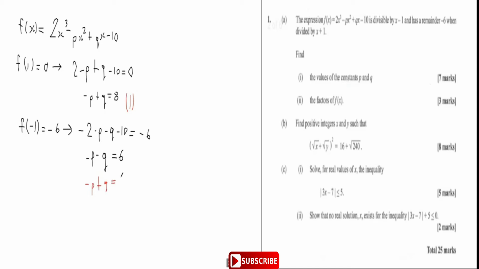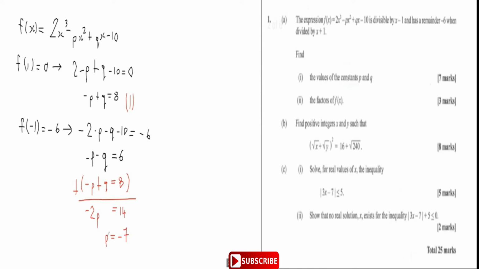Cool. Now, let's say you wanted to add them together. If you add these two equations together, what's going to happen? I'm going to get minus p minus p, which is minus 2p. Then minus q plus q cancel, and 6 plus 8 is 14. If I then divide through by negative 2, I'm getting that p is equal to 14 over negative 2, which is negative 7. So that's how we get p to be negative 7.